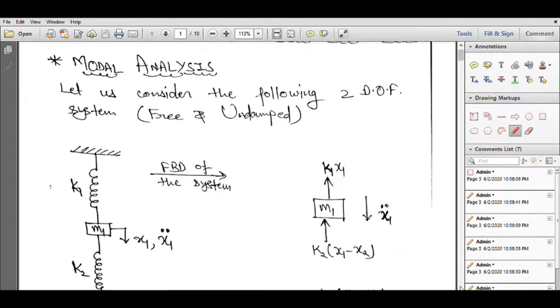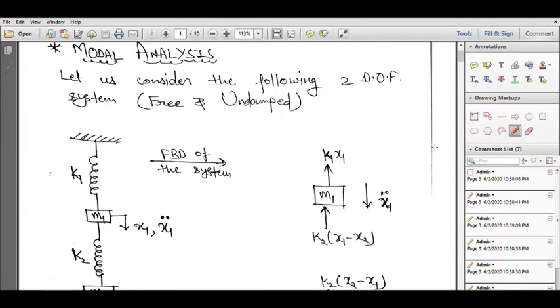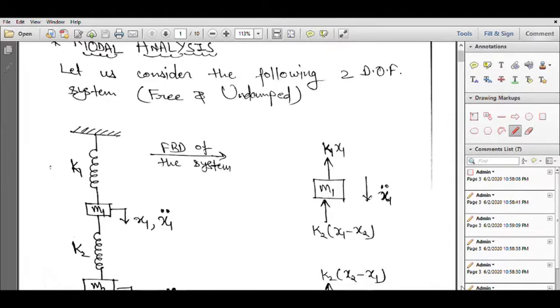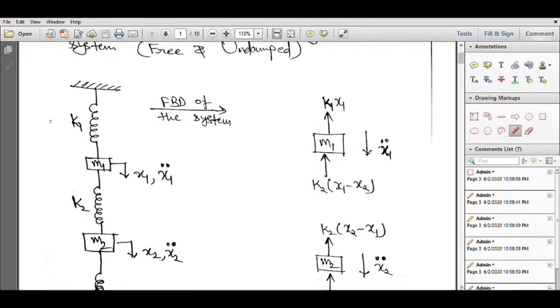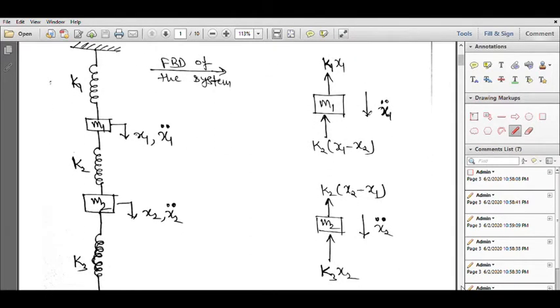Before starting this topic, we'll consider the following type of 2-degree of freedom system, which is free and undamped. This is your system, in which we have 3 springs connected in parallel along with 2 masses. Because this arrangement consists of 2 different masses, the degree of freedom will be 2 for this system.